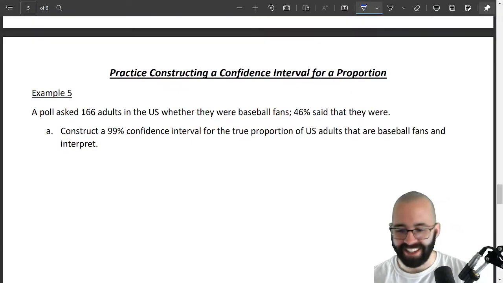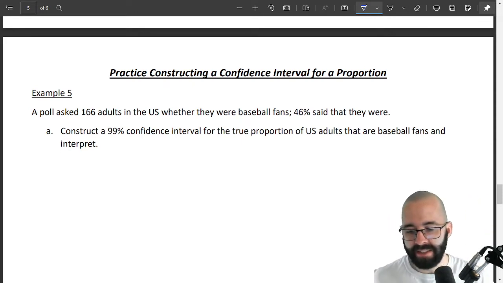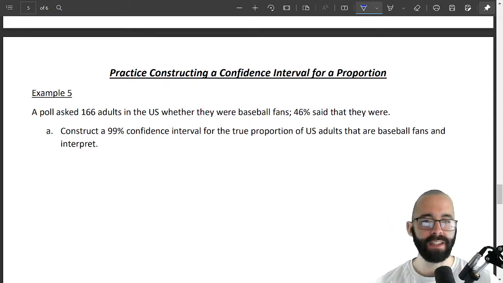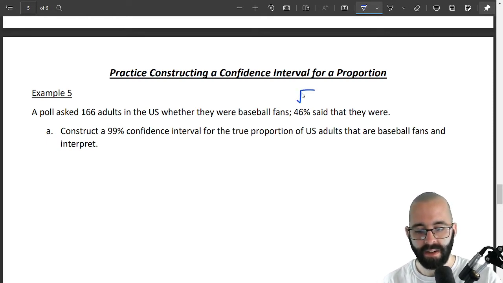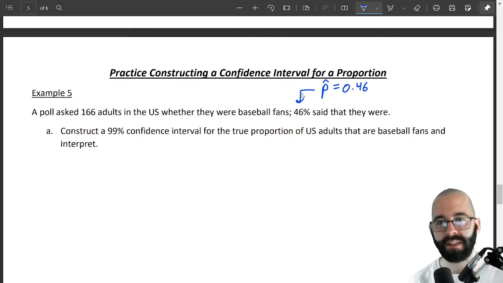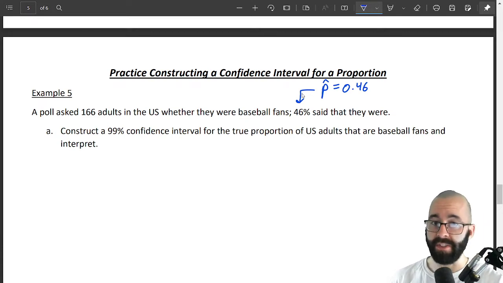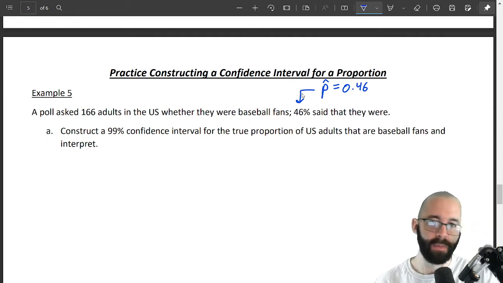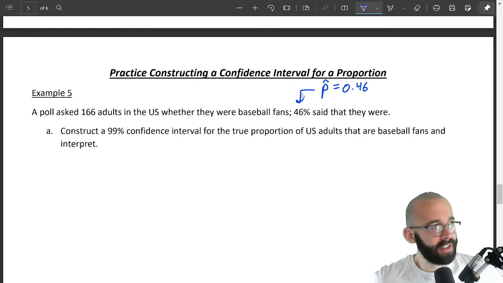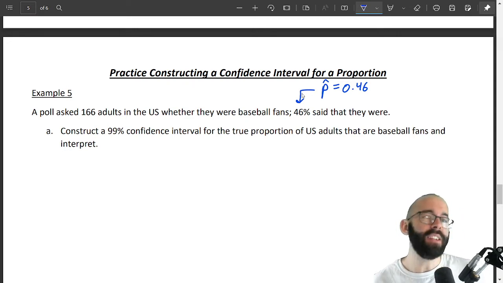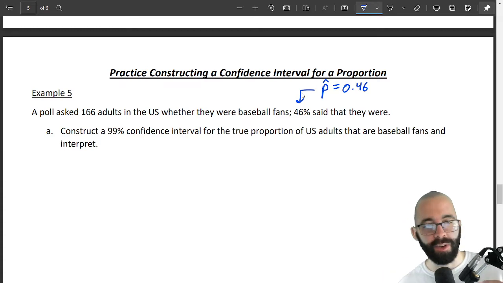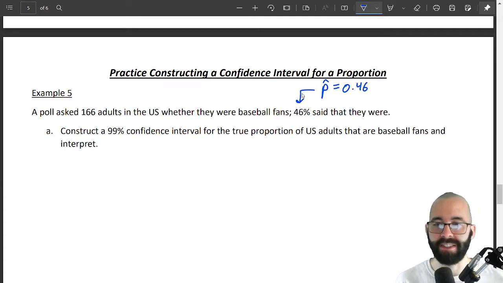All right. So we had a poll, and this poll asked 166 adults in the US whether they were baseball fans. And 46% said that they were. That immediately tells us that the sample proportion was 46%. We don't know the true proportion. This is an estimate. We're estimating it with a point. It's a point estimate. P hat, 46%. That's our estimate. But let's get an interval estimate. We'll interval estimate with a confidence interval.